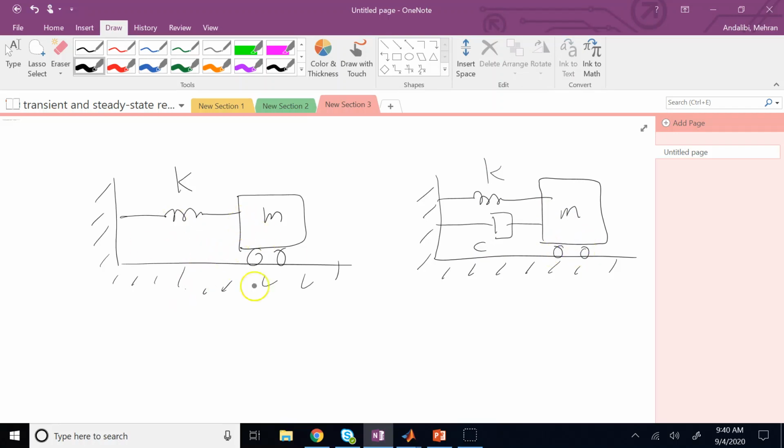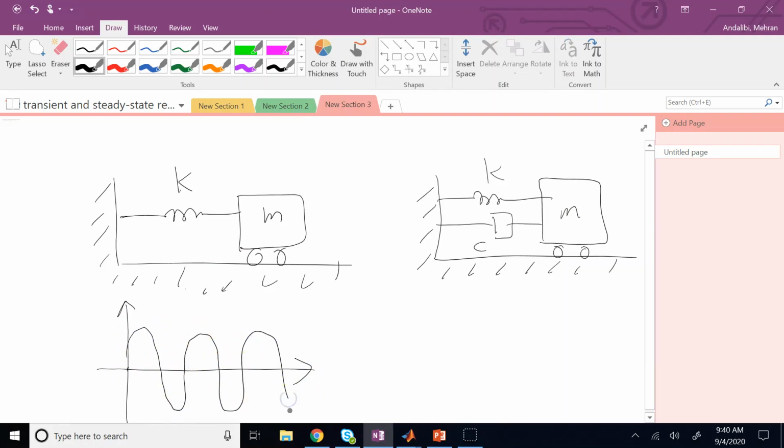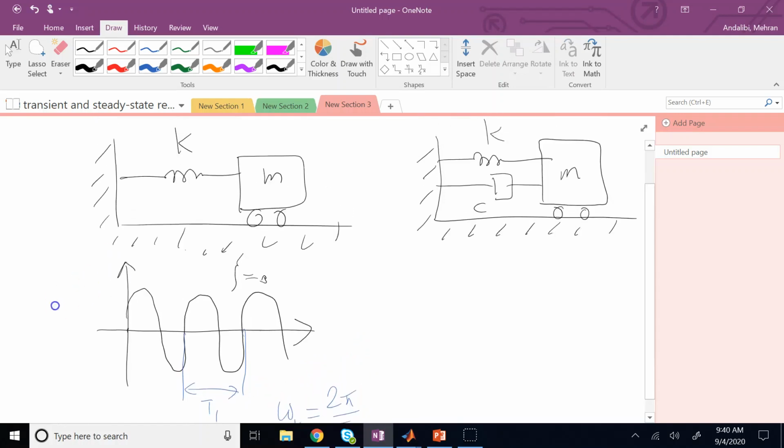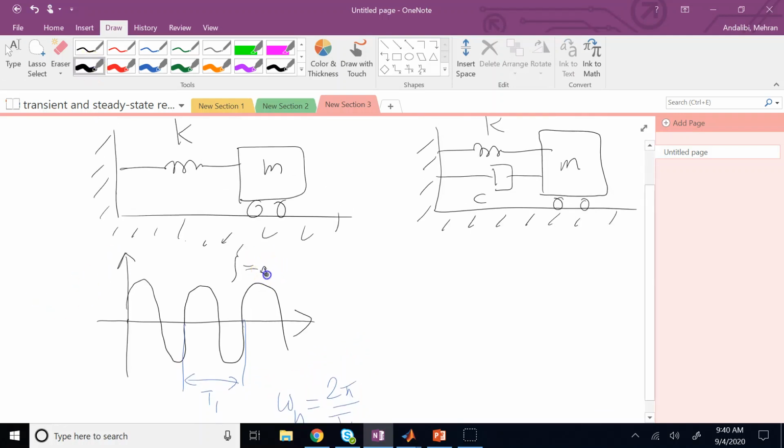Okay, so in this system, it does oscillate, and the oscillation does not go away. This has sustained oscillation. Here zeta is 0, and the frequency of the oscillation, which is from here to here, if you call this T1, then omega n is what? 2 pi over T1, the natural frequency of the system.